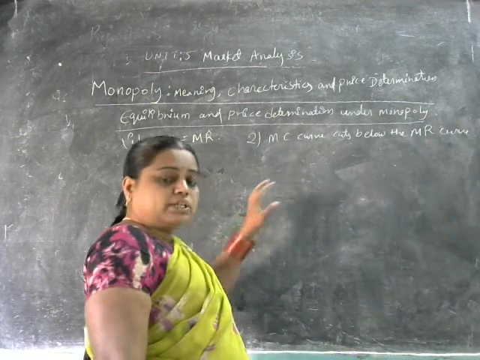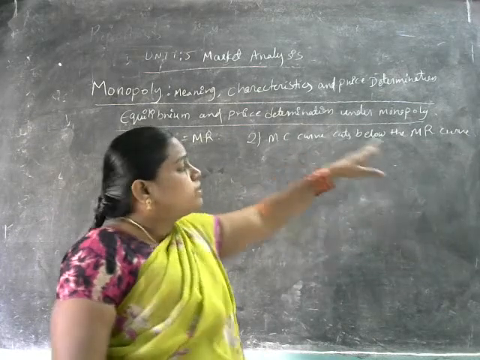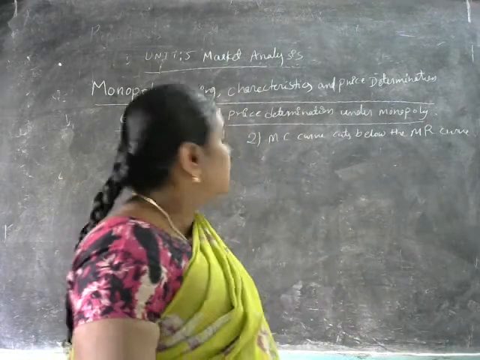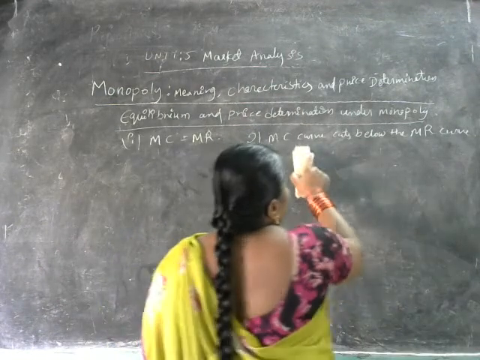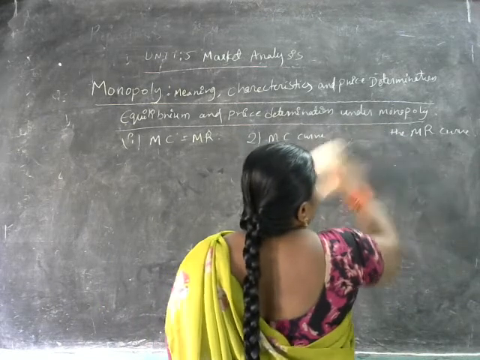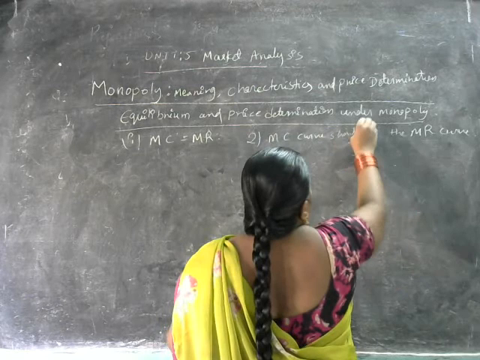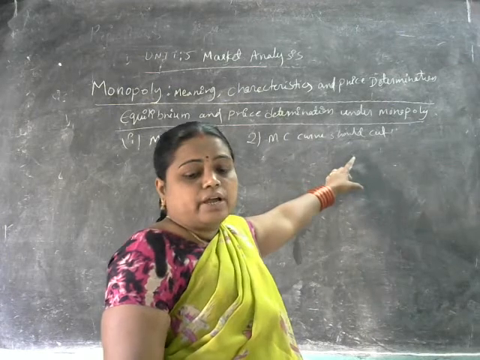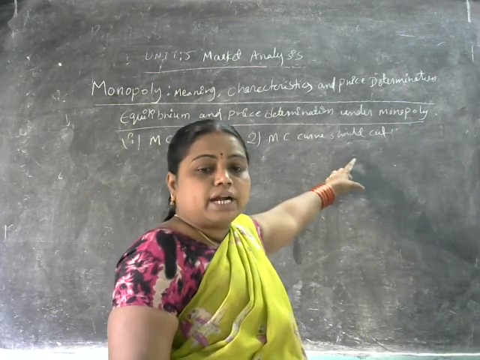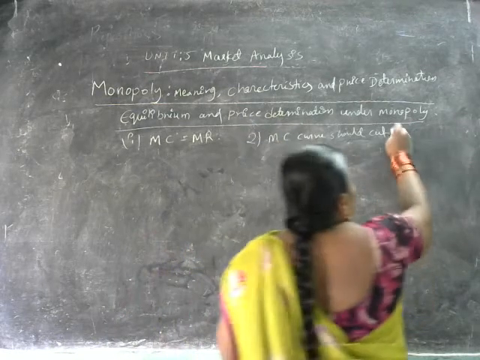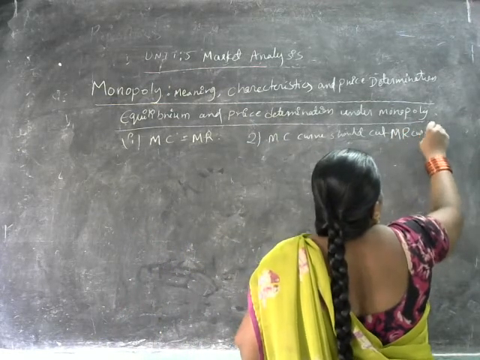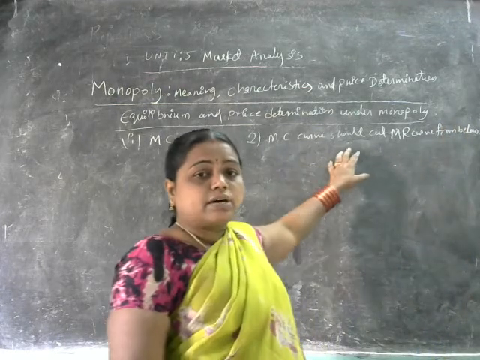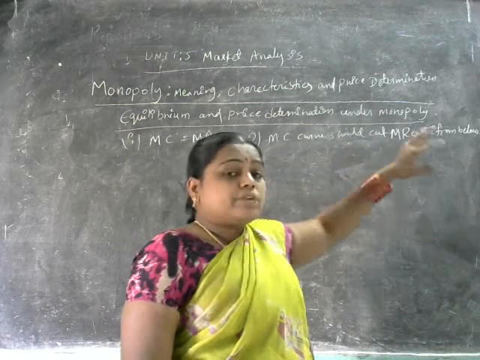So under perfect competition, the same conditions apply here. The marginal cost curve is going to cut the marginal revenue curve from below. So the marginal cost curve should cut the marginal revenue curve from below.